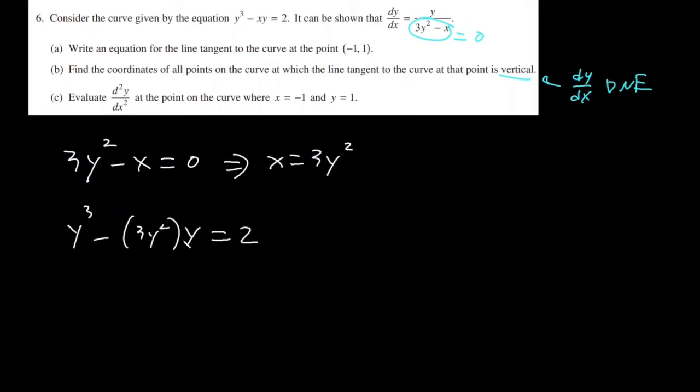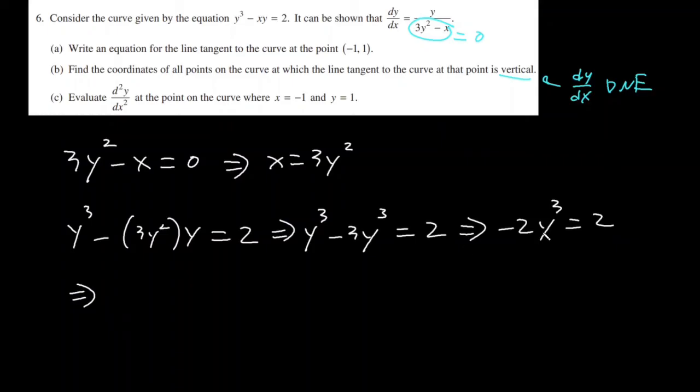Okay? If I simplify this, I'll get y cubed minus 3y cubed. Because remember, when you multiply, you add the exponents. 2 plus 1 is 3. Equals 2. I can simplify this. 1 minus 3 is -2. So -2y cubed equals 2. I can divide by -2. So y cubed equals -1. And I can take the cube root of both sides. And I'll get y equals -1.